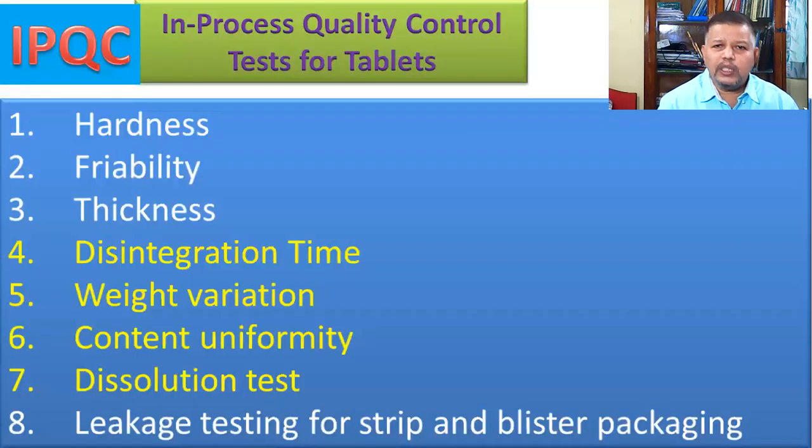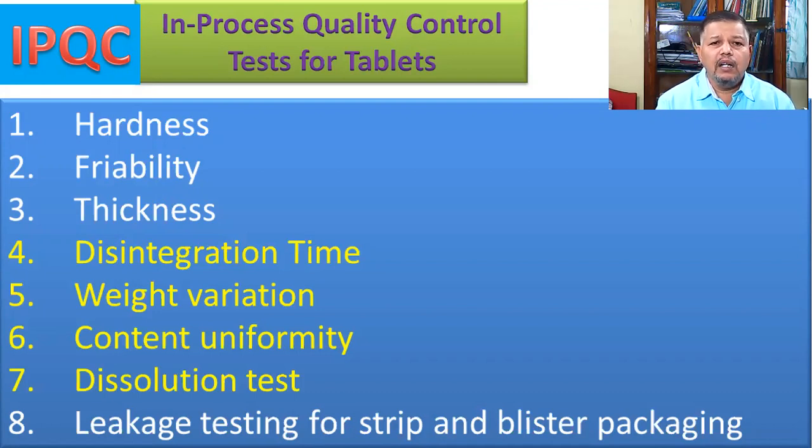Now, in-process quality control tests are given under the name of IPQC. These are the basic tests: hardness, friability, thickness, disintegration time, weight variation, content uniformity, dissolution test, and leakage testing for strip and blister packaging. From these, tests 4, 5, 6, 7, that is disintegration time, weight variation, content uniformity, and dissolution, we have just seen.